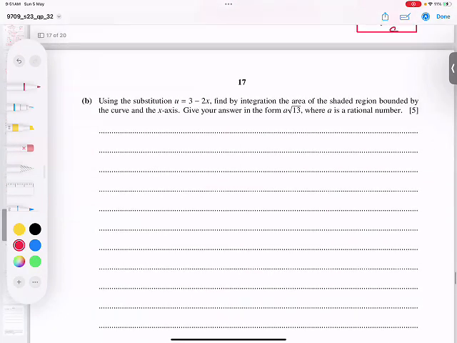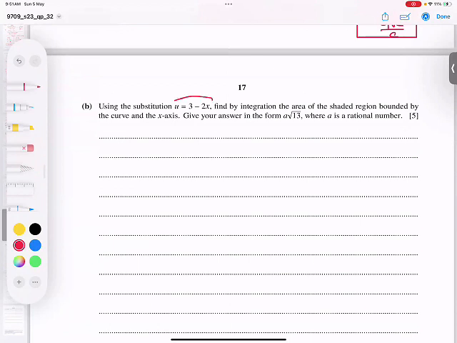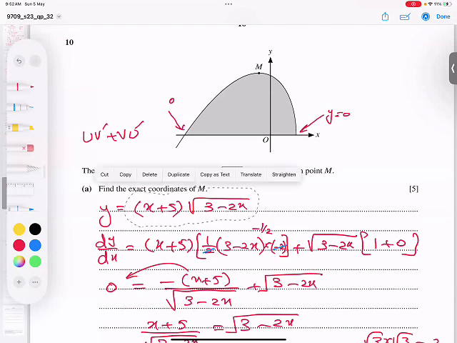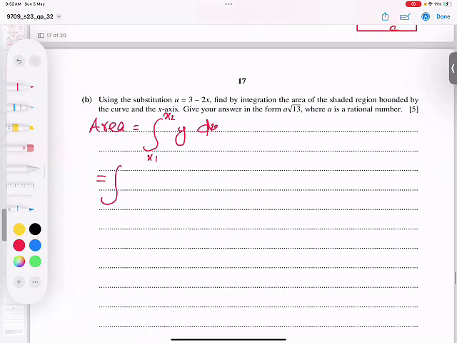We can do this part B. He has given us this equation here, and he asked us for the area, and we have to give the answer in this format. So what's the basic formula, students? Area is equal to the integral from x1 to x2 of y dx. So let's look at this y. I will copy from here and paste here, and this is my function.